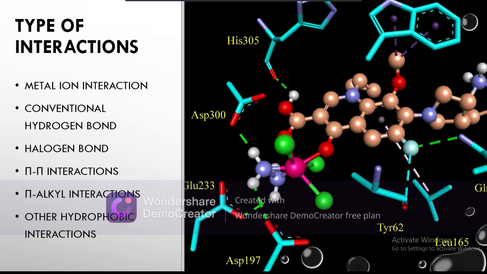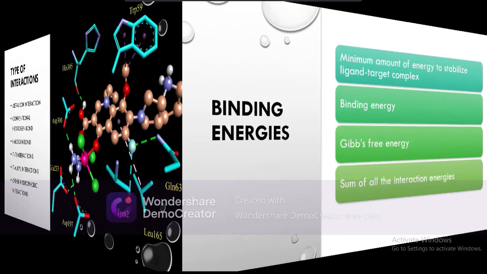The first thing is the type of interaction. The detailed video of type of interaction is also available on my YouTube channel. So there are different type of interactions like metal-ion interaction, conventional hydrogen bond, halogen bond, pi-pi interactions, pi-alkyl, pi-cation or anion interactions, and there are some other hydrophobic interactions.